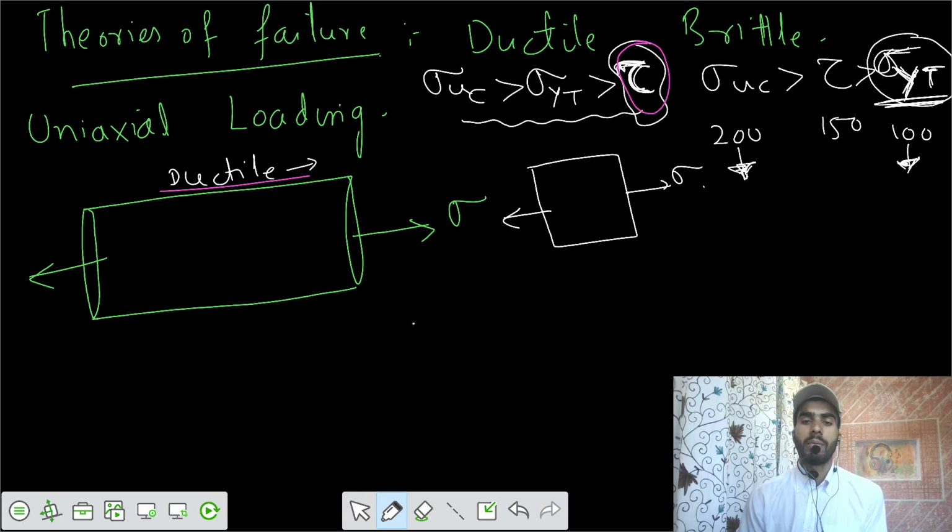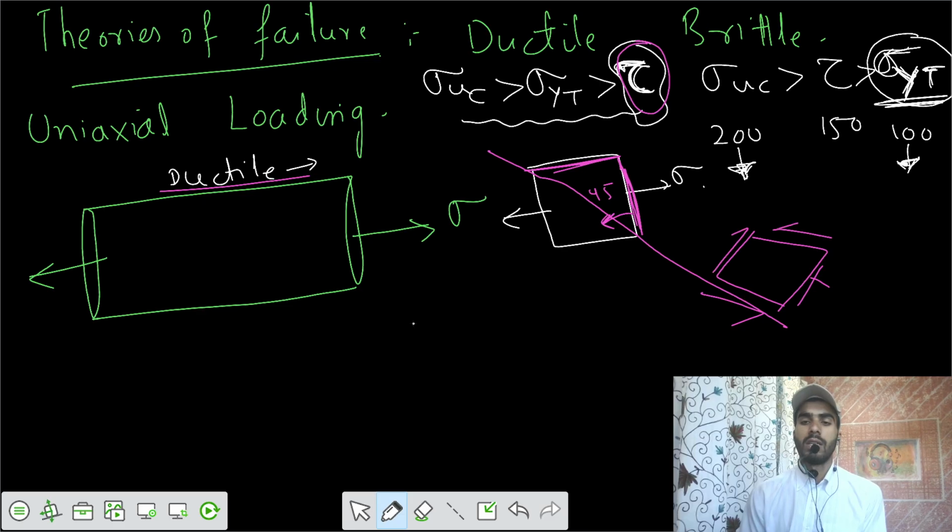We know that tau max in plane is at an angle of 45 degrees from the principal plane. This is your principal plane, and this is also a principal plane. So you have to go at an angle of 45 degrees from the vertical, and then you get the tau max plane, with some value of shear stress. So the material fails at an angle of 45. Since the material is ductile, it will fail in shear.